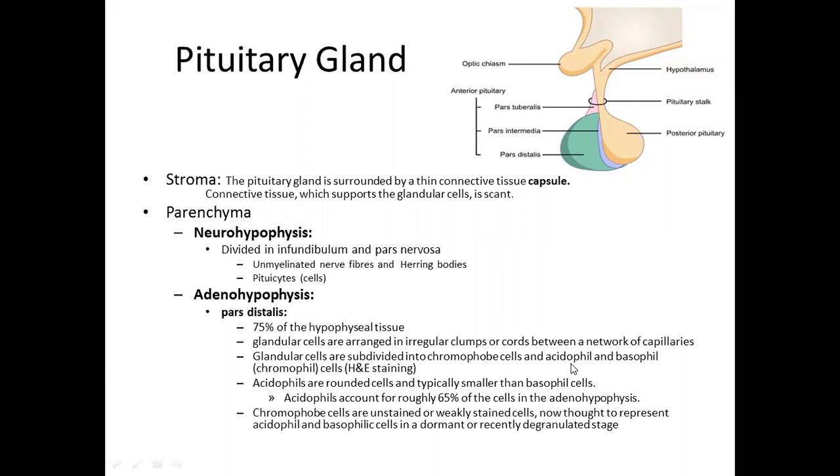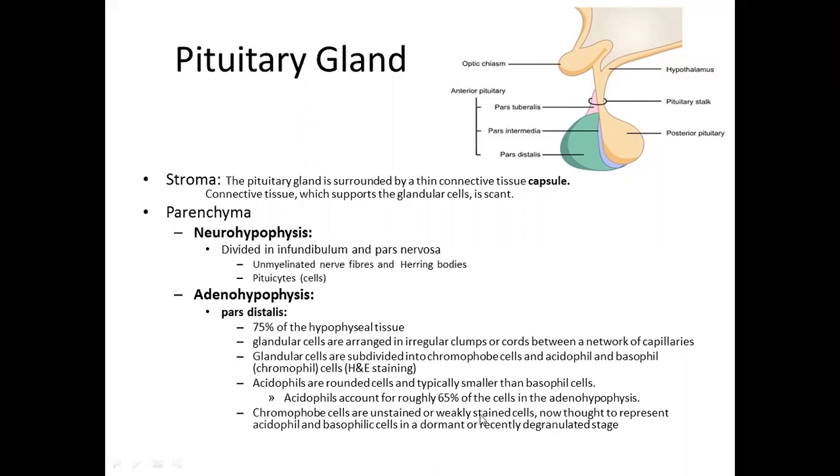The eosinophils will appear bright red or pink. The basophils will appear purple or bluish on histological slides. So these are the three kinds of cells which we have to identify in the pars distalis portion: the chromophobes and the chromophils, further divided into eosinophil and basophil populations. If we talk about the histological features, eosinophils are rounded cells, typically smaller than basophils, and they account for about 65% of the total cell population in the adenohypophysis. Basophils are comparatively larger than the eosinophils, but they are fewer in number.